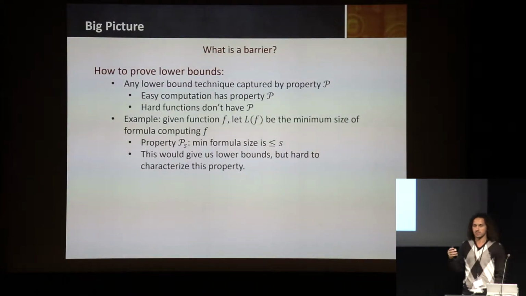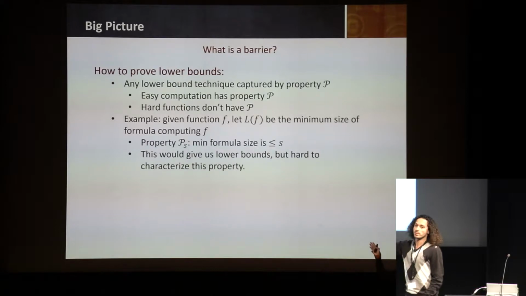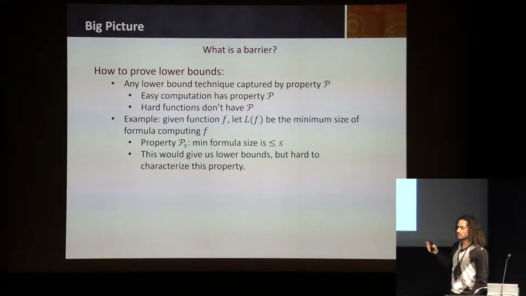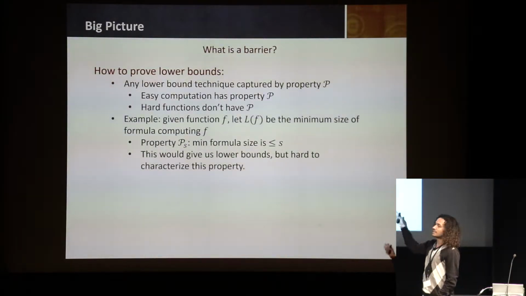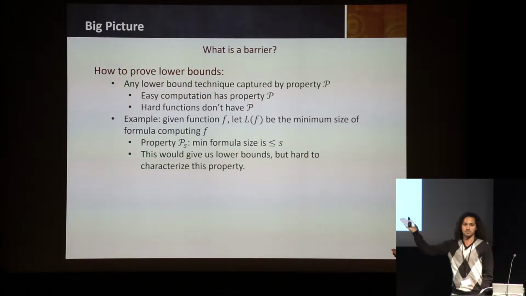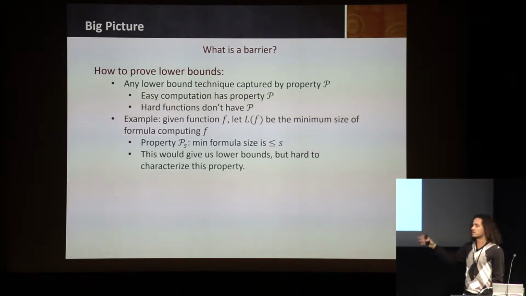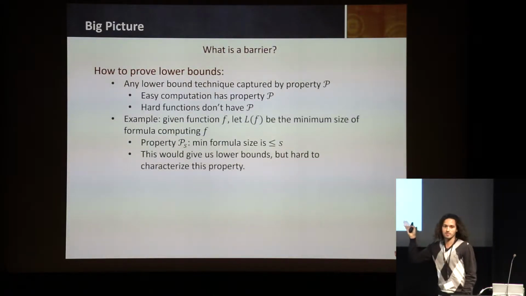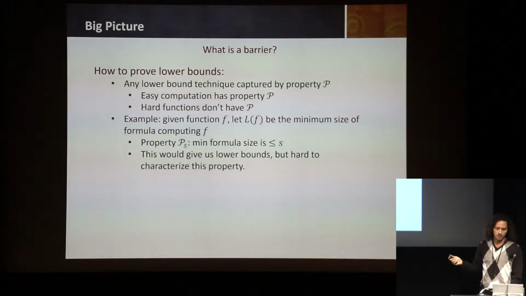Okay, so for example, here's a property. Given a function f, let L of f be the minimum size of a formula computing f. Okay, this is a property of f, and the property P_s, if I give it this parameter, s, is the minimum formula size is less than or equal to s. Right? So obviously, this would give us lower bounds, right? Because if I find a function that doesn't have this property, that's a definition of a hard function. But of course, it's obviously hard to characterize this property, right? So it's pretty bad to give lower bounds.